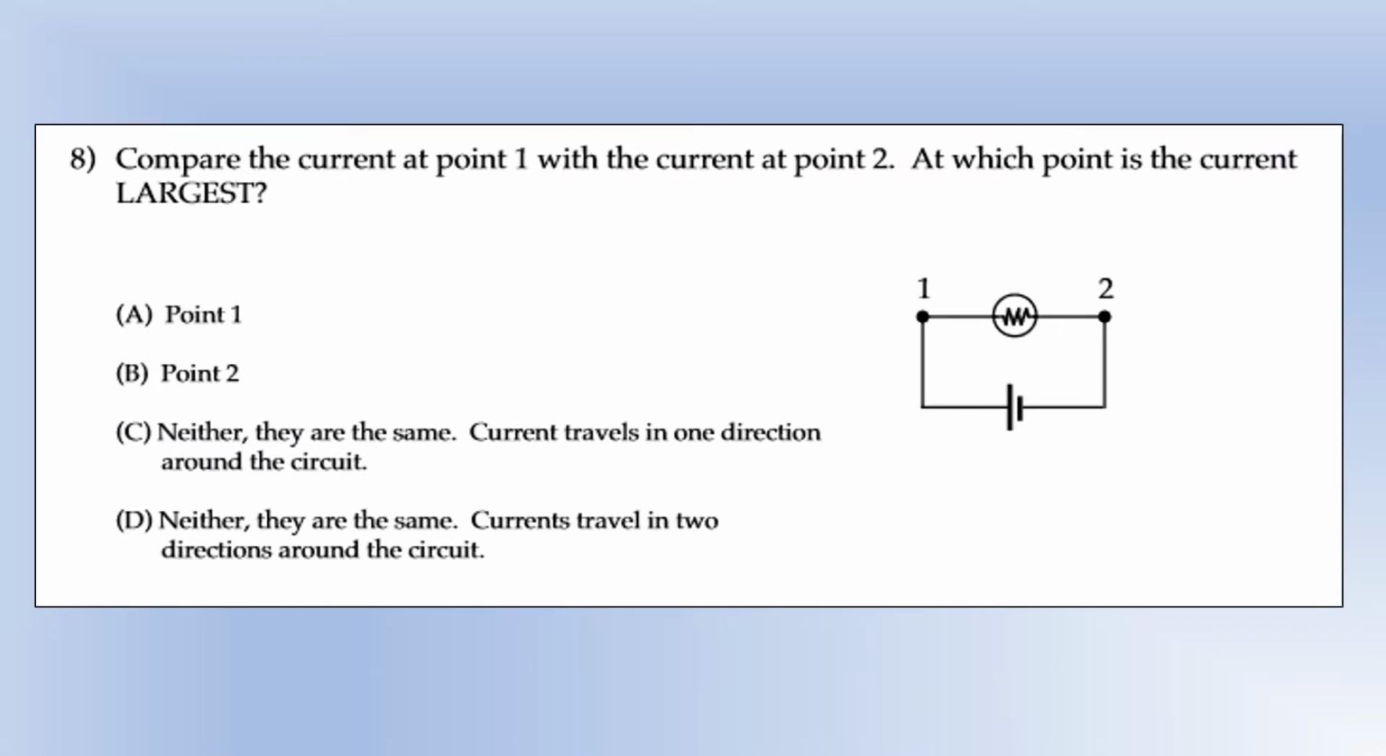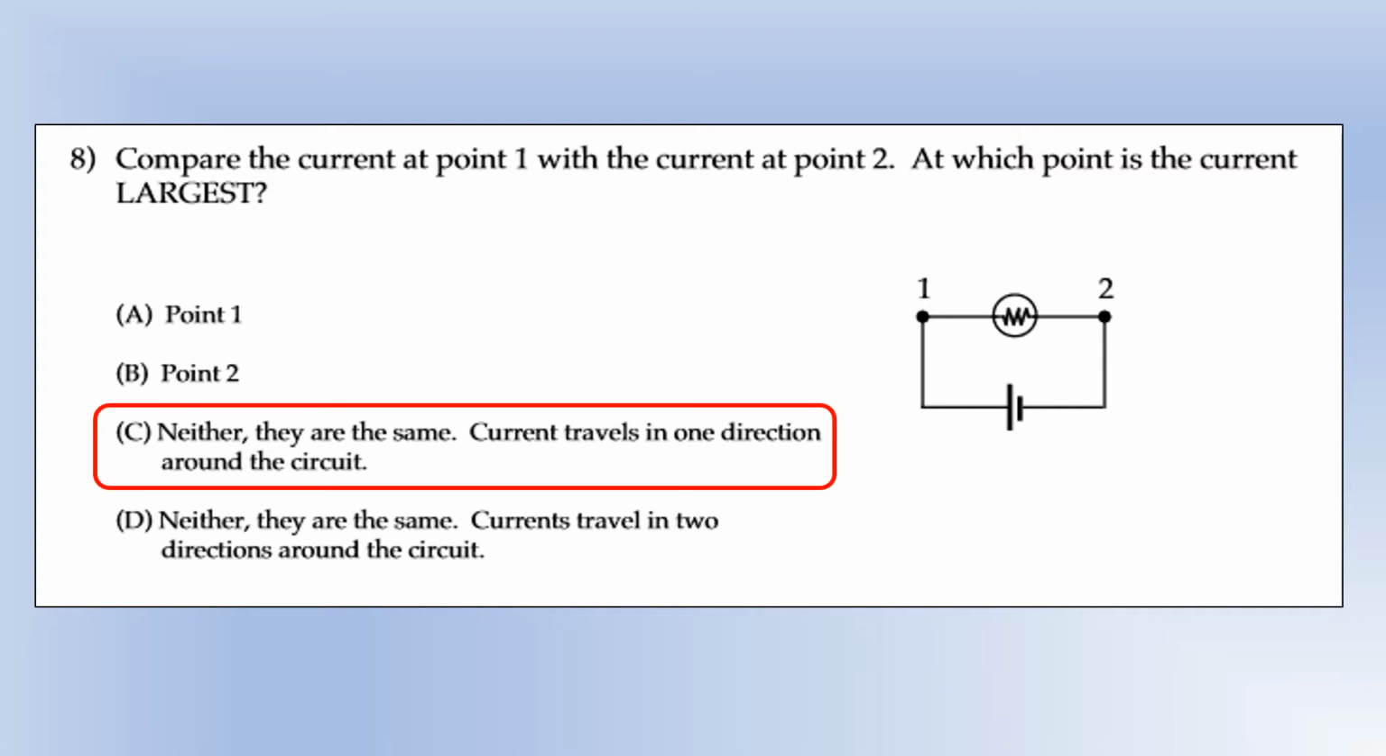So compare the current at point 1 with the current at point 2. At which point is the current the largest? Select your answer. Let's take a look. Okay, so the answer that you should have had is that neither. They are exactly the same, and this is a DC power supply, so the current is only going to go in one direction around the circuit. It's going to go from 1 to 2.